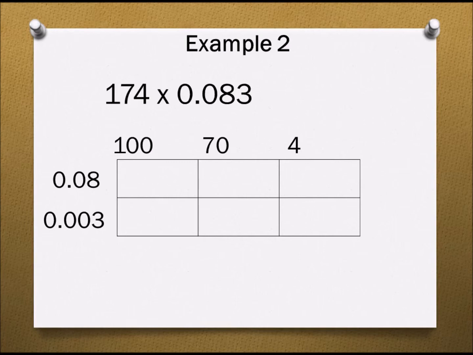So 0.08 times 100, think of it as 8 times 100 is 800, but we have to move the decimal place 2 spaces to the left of the 800, giving us 8.00. 0.08 times 70, so think of it as 8 times 70, which is 560, and because we have to move 2 decimal places over to the left of 560, that's going to give us 5.60.